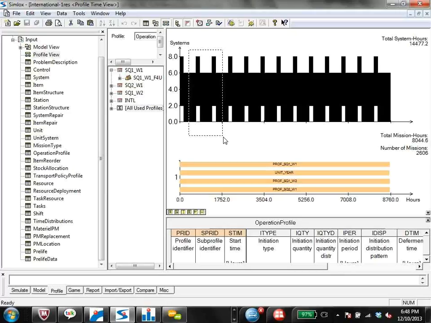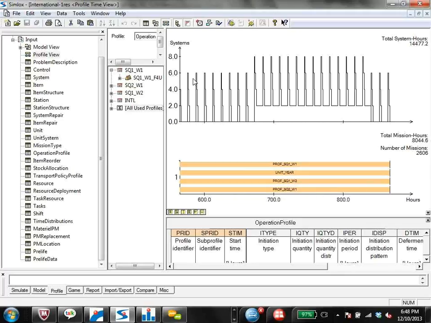If I zoom in here, we can just look at a sliver in time of this operational profile, and you can see how there's these daily spikes where at some period of time we may have 8 systems in use. And so this is very interesting because this no longer requires this sort of average utilization that's very steady state over time. We can see how our system will actually perform in the real world.